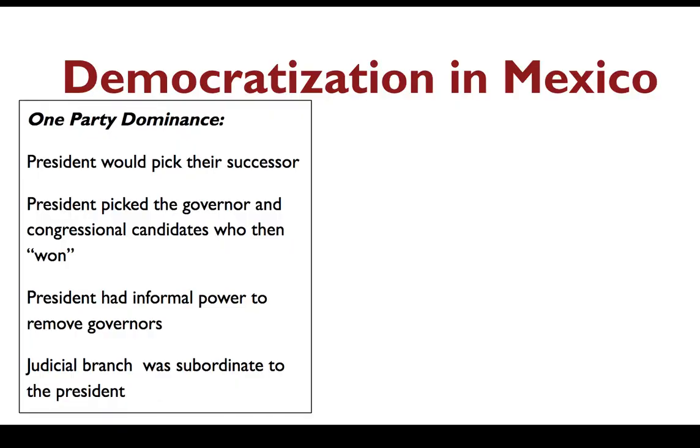So if you think about it, before 2000, Mexico had what's called a one-party system or one-party dominance. The president would pick their successor because they had a 6-year term, or a sexennial. The president would pick the governor and congressional candidates who then won because there wasn't actual opposition to them. The president had the informal power to remove governors, so there wasn't really anyone at the state level who would challenge the president's authority. And the judicial branch was subordinate to the president. So again, on paper, it looked like there were 3 branches, but it was a very president-dominant system, and that presidency was controlled by one political party.